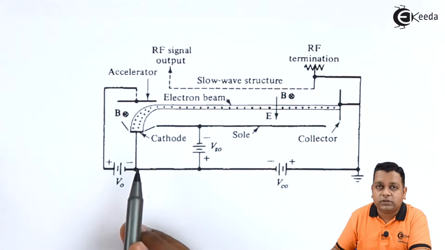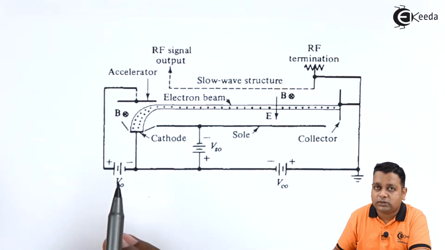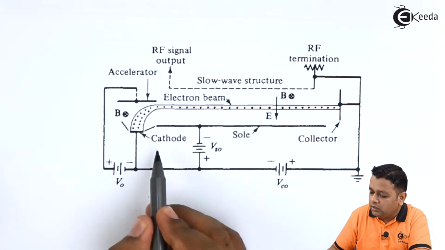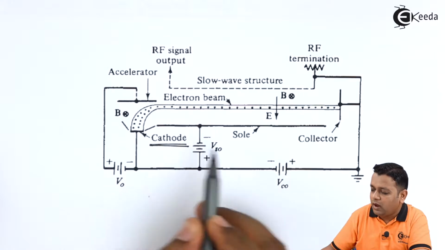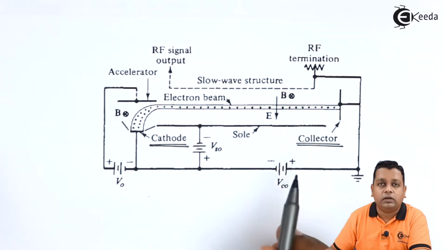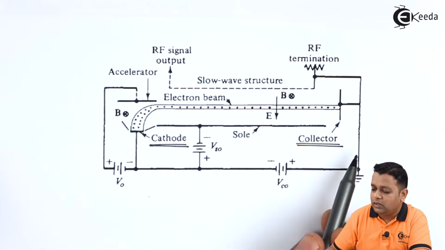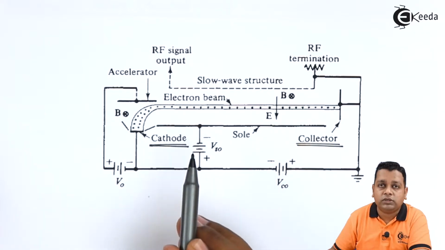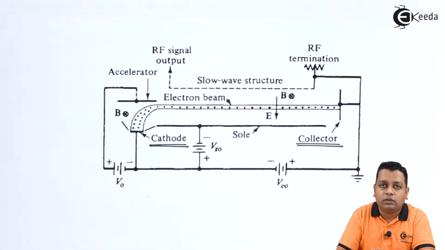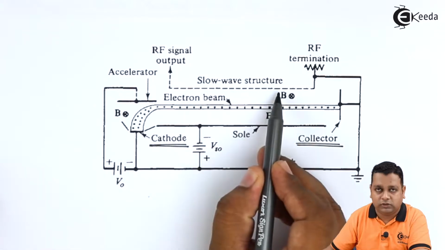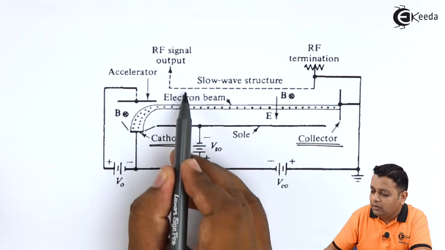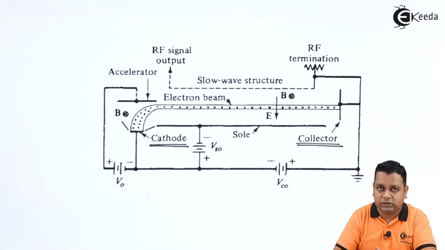In this diagram, first of all, the two important things are the electrodes: a negatively charged cathode terminal and the positively charged end, that is the collector terminal. In between the two there is the focusing of the electron beam. Compared to the devices we have gone through so far, the alignment of these electrodes is somewhat changed. Now you can see along with these two electrodes we have the presence of a slow wave structure also. Here the cathode and the slow wave structure are parallel to each other.